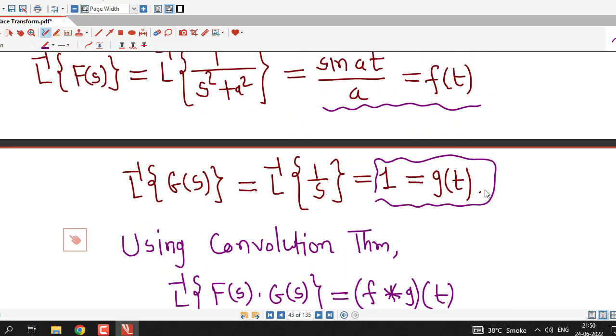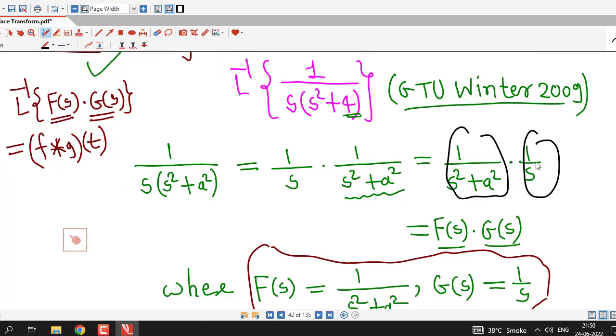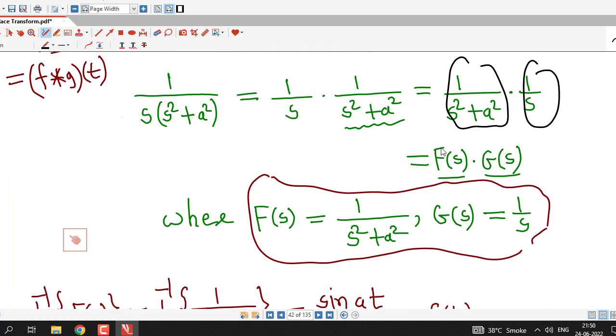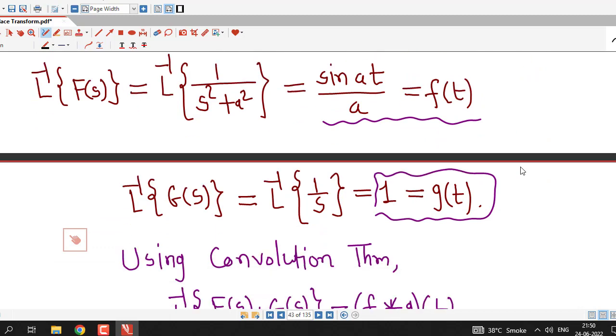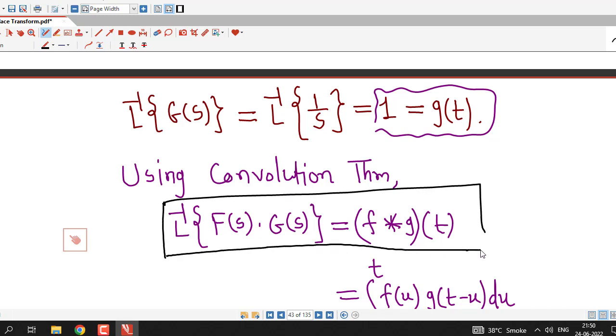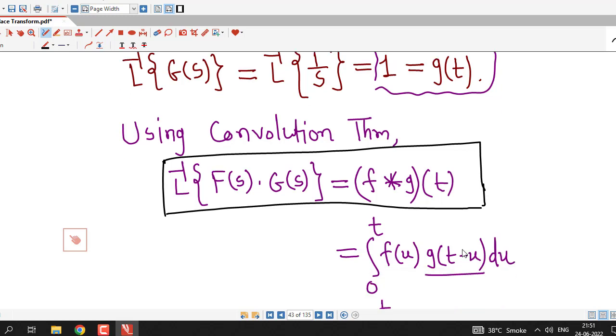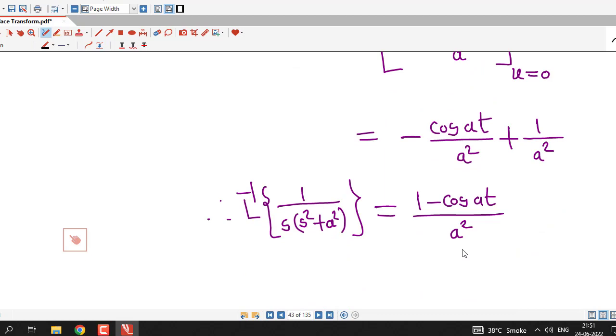So this is very easy. You just first write your function as a product of two functions whose inverse Laplace transforms we are able to obtain. Then we obtain inverse Laplace transform of these two functions, and finally we apply the convolution theorem: inverse Laplace transform of capital F into capital G equal to f star g, and then we use the definition of convolution to obtain the required inverse Laplace transform.